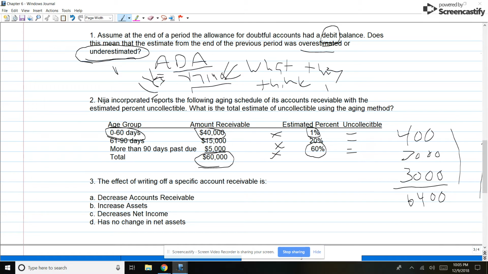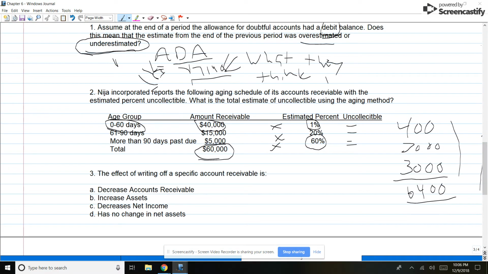This question didn't have a beginning balance for allowance for doubtful accounts, so this is just going to be the estimate or the adjustment number. But if they had a debit balance before they did that, then you would have to adjust it a little bit. I'll just show you. Let's say before they did this, they had a debit balance of 200. Now they want the number to end up being 6,400.